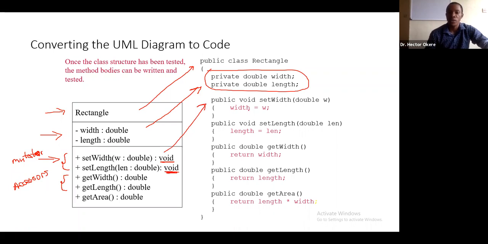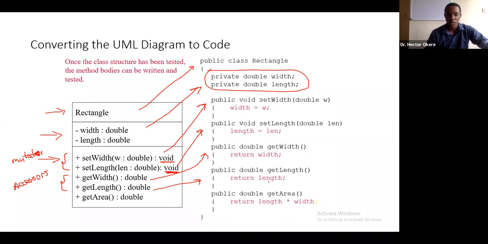So now you have public void set width, which is the first one. Public void set width. Width is equal to, you already said double here, so you don't need double here anymore. Width equal to W. Then you now have the next one, set length. See, public void set length, double length. Length equal to length. The next one, public double get width. So equal to return width. Because you want to return the value.